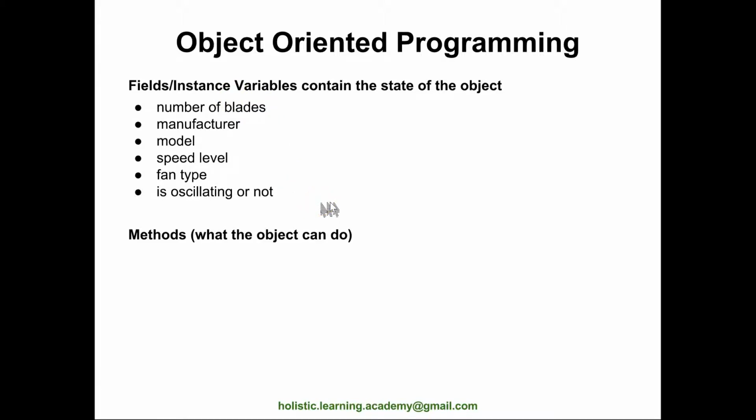Methods are the next thing that objects have. What are methods? These are things that the object can do. Okay, what all things can a fan do? Let's see. So you can, well, rather than saying what all things an object can do, what all things can be done to the object. That's a more precise definition of methods.